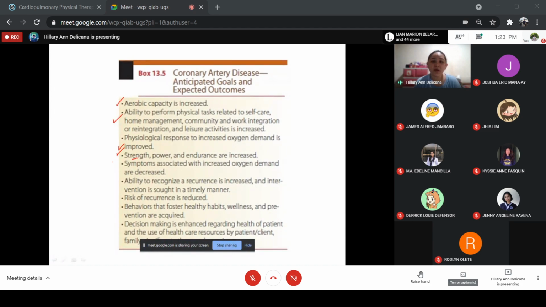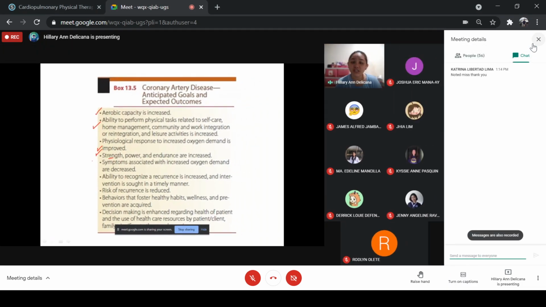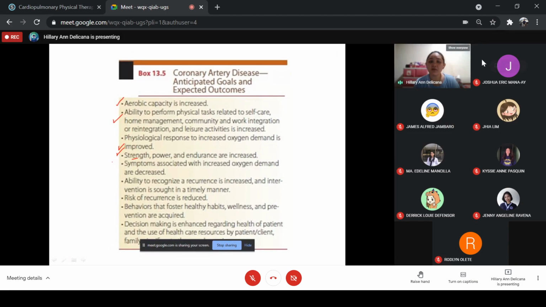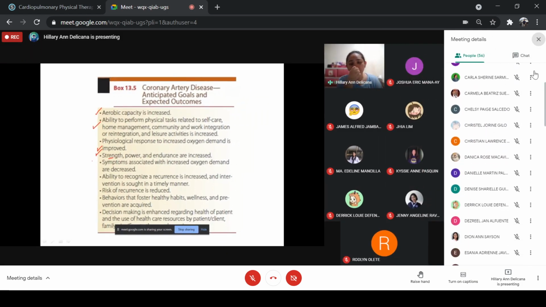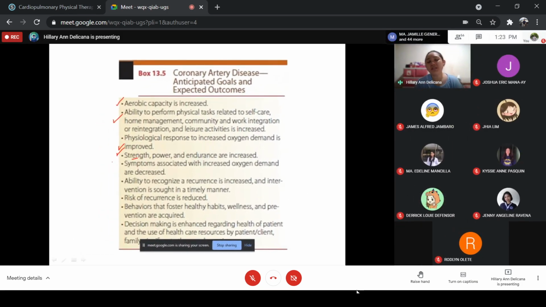What more no sa mga patients who have suffered coronary artery diseases nga may blockage na gid mismo sa ilang blood vessels sa heart. So if they have this, so mas more pagid sila, mas prone pagid sila into decreased cardiovascular endurance. Okay? Next is the ability to recognize a recurrence is increased and intervention is sought in a timely manner.